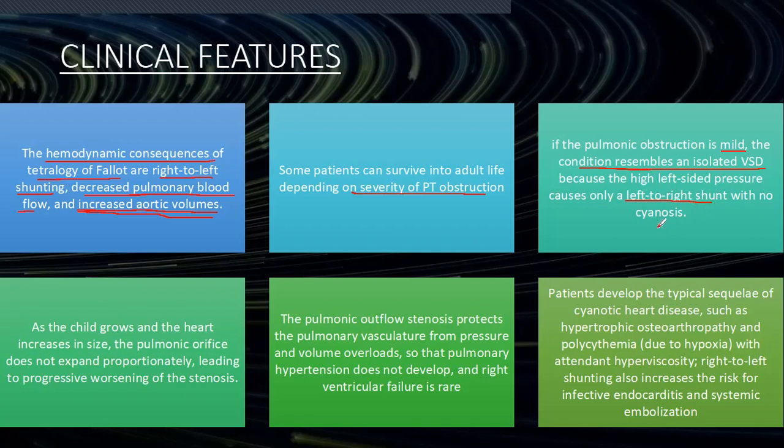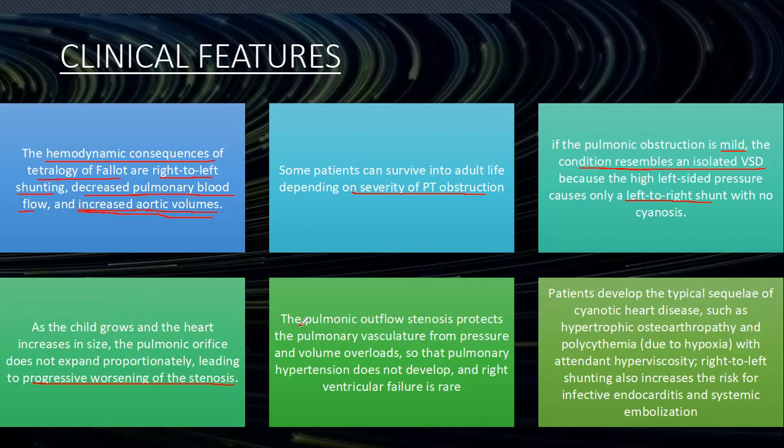But with time, due to increased blood flow and pressures in the pulmonary circulation, it can undergo adaptive changes and increase the pressure in the pulmonary circulation. And hence, the right ventricle will undergo hypertrophy. And this can now lead to shunt reversal, the Eisenmenger syndrome. Also, as the child grows, the heart increases in size, but that orifice does not expand proportionately. And this will lead to progressive worsening of the stenosis.